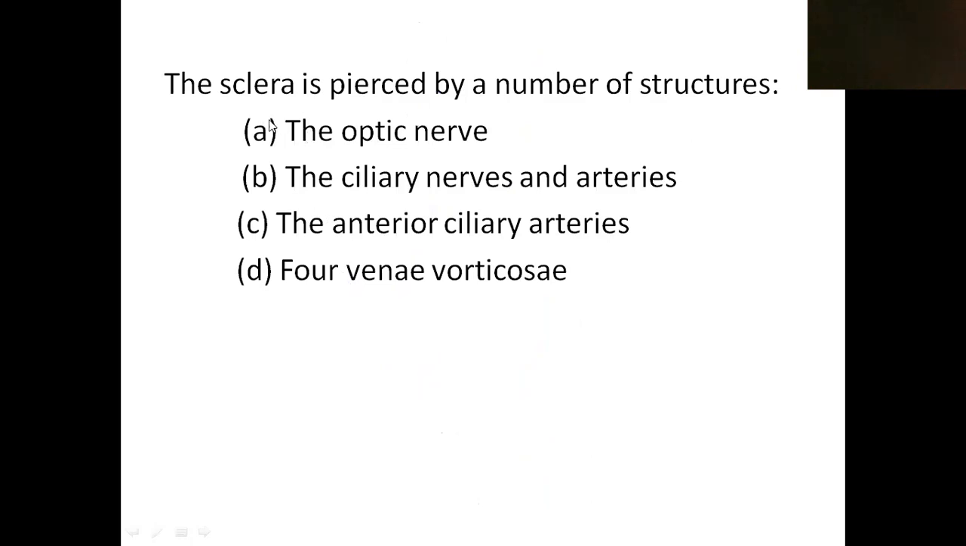Then the sclera is pierced by the optic nerve, ciliary nerves and arteries, then the anterior ciliary artery, then 4 venae vorticosae.